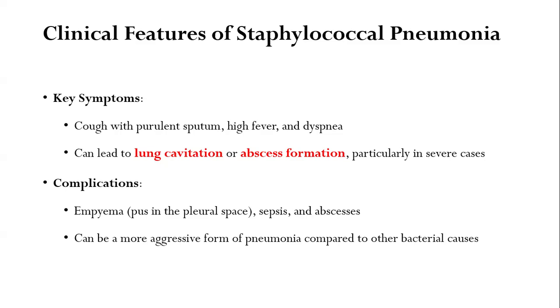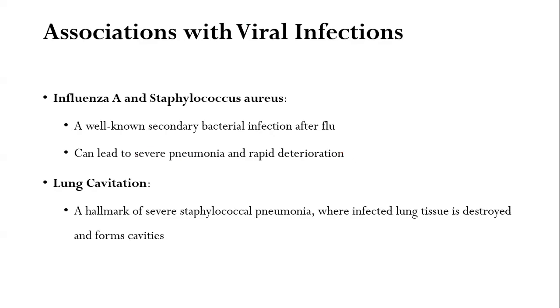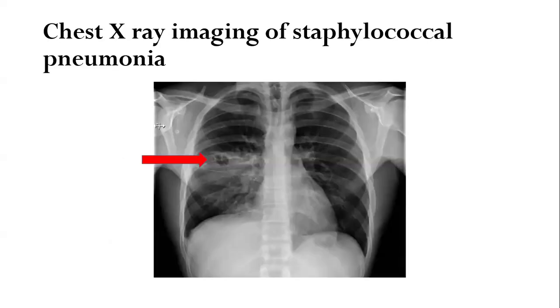So, staph pneumonia is actually the most aggressive form of pneumonia because it usually leads to lung abscess or empyema, sepsis, and overall bacteremia. Staph pneumonia is usually associated with influenza, so there is a well known secondary bacterial infection after the flu. It can lead to severe pneumonia and rapid deterioration. A hallmark of staph pneumonia is lung cavitation, which is a very important feature. So this is the typical chest X-ray imaging of staph pneumonia. This marker represents lung cavitation, which is seen in a patient who is infected with staph pneumonia.